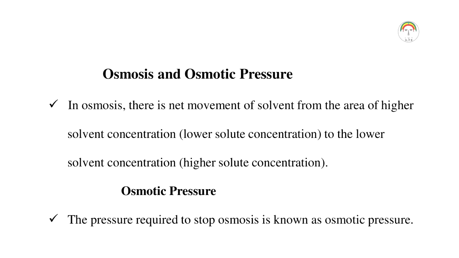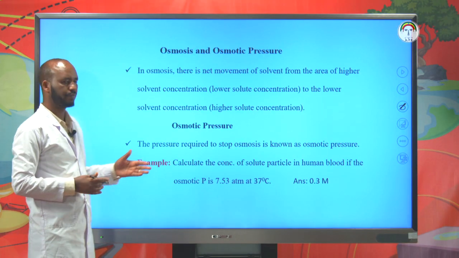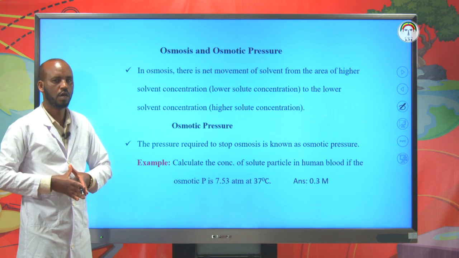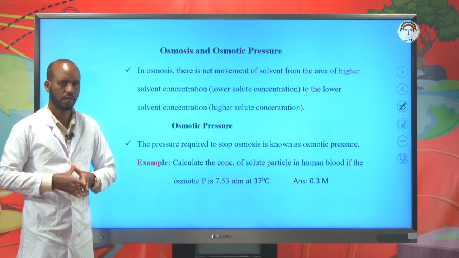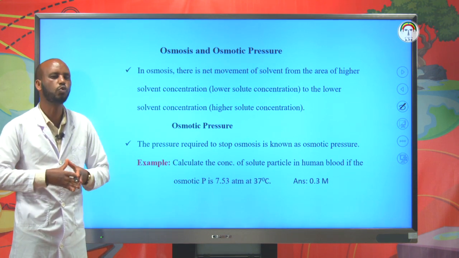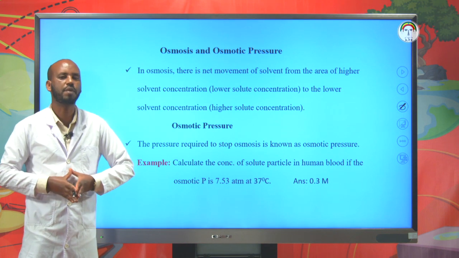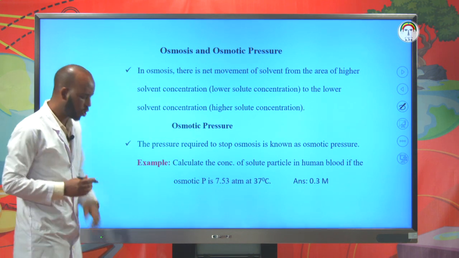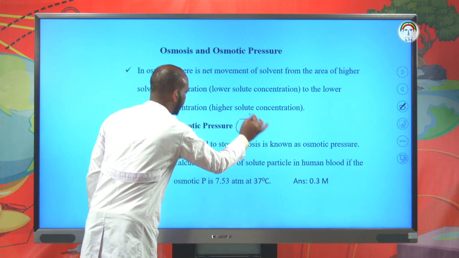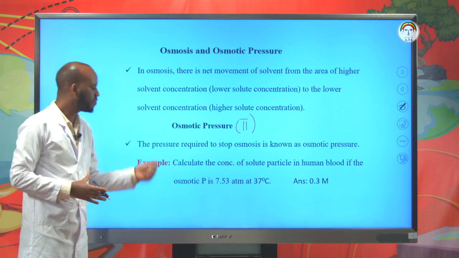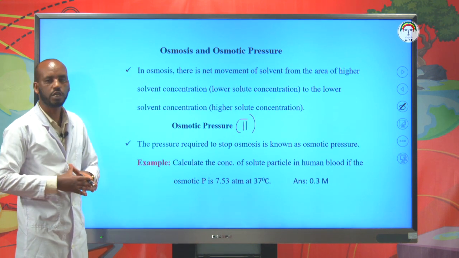Osmosis and osmotic pressure. Osmosis is defined as the movement of solvent molecules from a less concentrated solution into a more concentrated solution, or from the water side into the solution side, through a semi-permeable membrane. Osmotic pressure, denoted by this symbol, is the pressure required to stop or prevent osmosis.